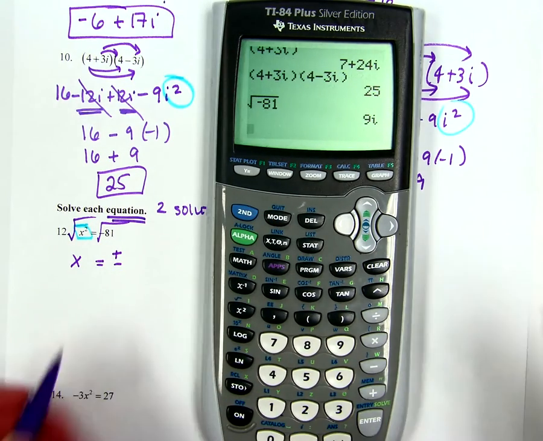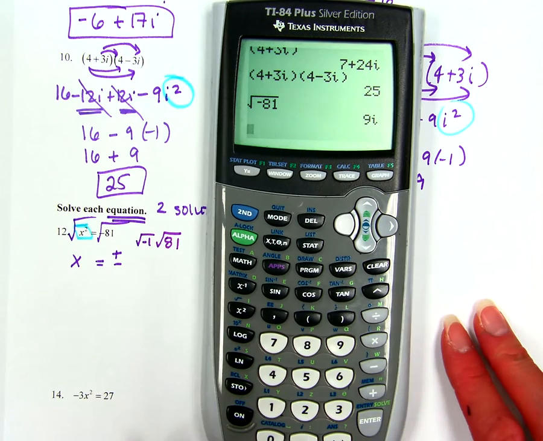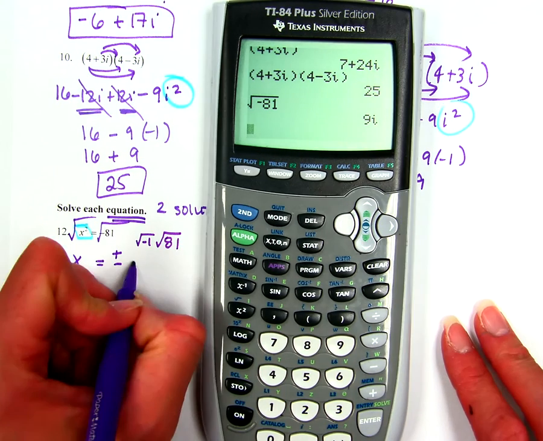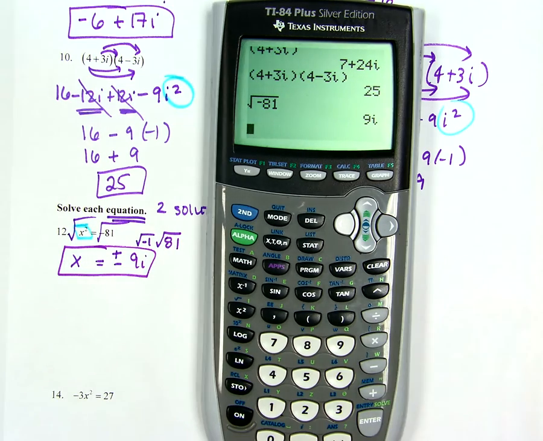Right, it's 9i. The reason for that is you got the square root of negative 1 times the square root of 81. That's i times 9, 9i. So your answer is plus or minus 9i.